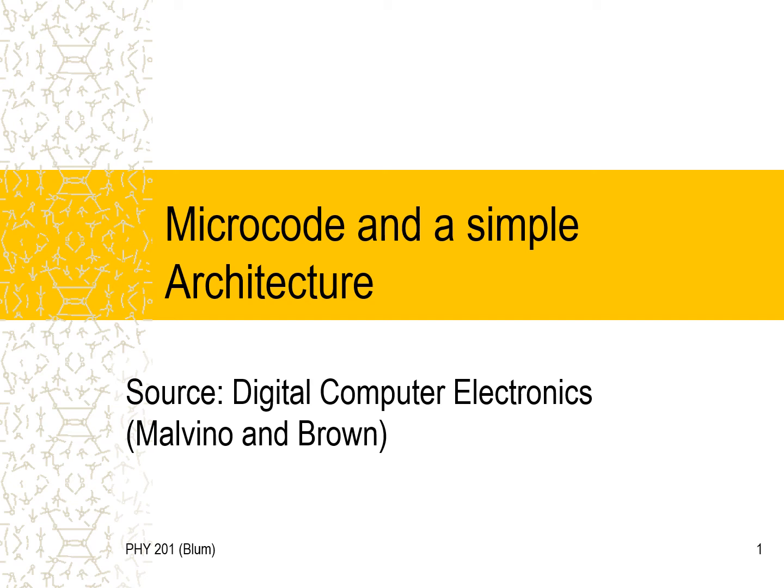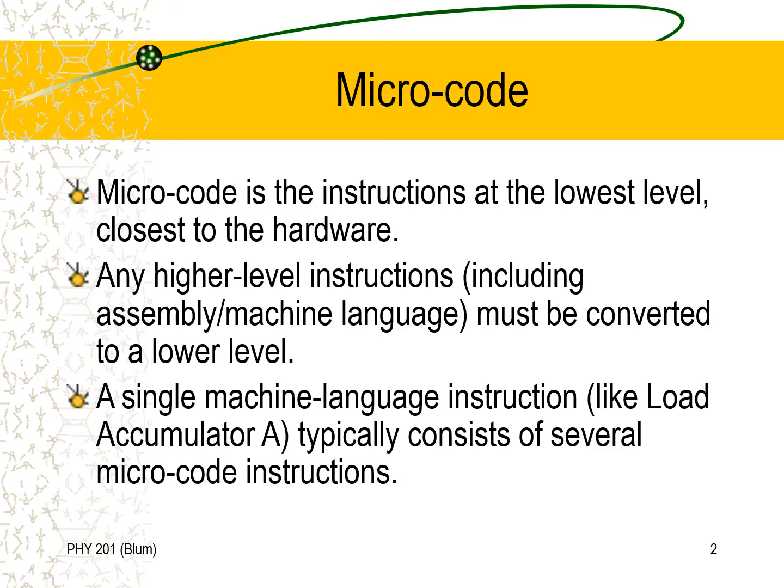In this presentation, we're going to talk about microcode and a simple computer architecture. Microcode is a set of instructions at the lowest level. It is closest to the hardware. Any higher level instruction, even an assembly or machine language instruction, must be converted to this lowest level.